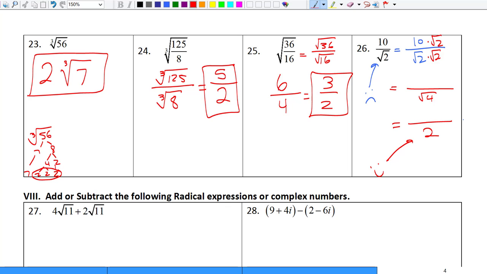So I'm very happy, but I haven't done the top, so I have to go back and do the top. 10 times root 2 is just 10 root 2. And now I can reduce. The 10 and the 2 are both outside the radical, so the things outside the radicals can reduce, and 10 divided by 2 is 5. So my final answer is 5 square root of 2.